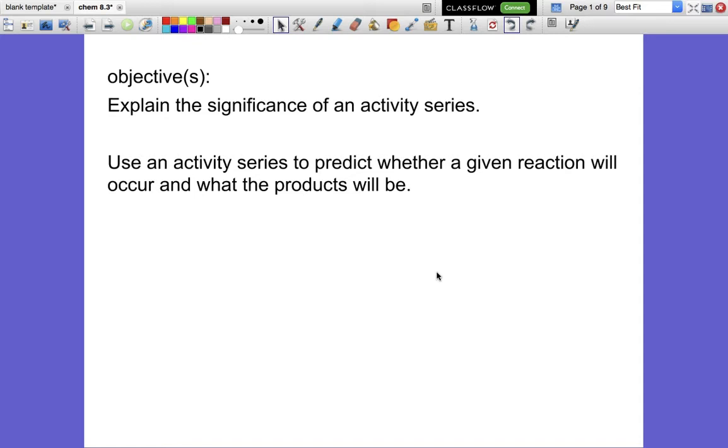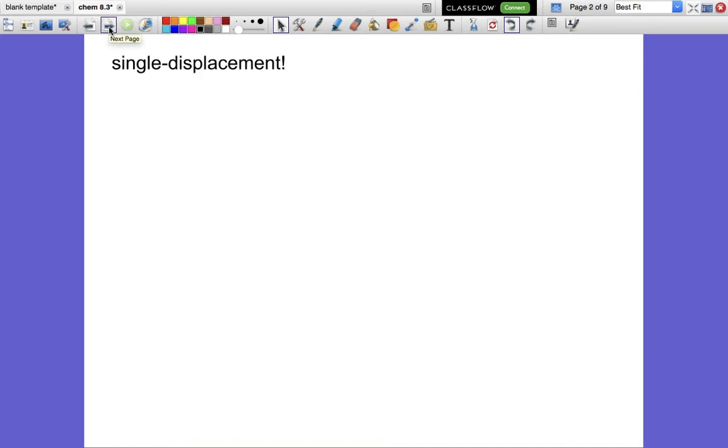But we use an activity series to decide from section 2 which single displacement reactions will work and which ones won't, because just because one metal might replace another doesn't mean it's actually going to happen. So again, that second objective says use an activity series to predict whether a given reaction will occur and what the products will be. We've already done single displacement. We've already covered that.